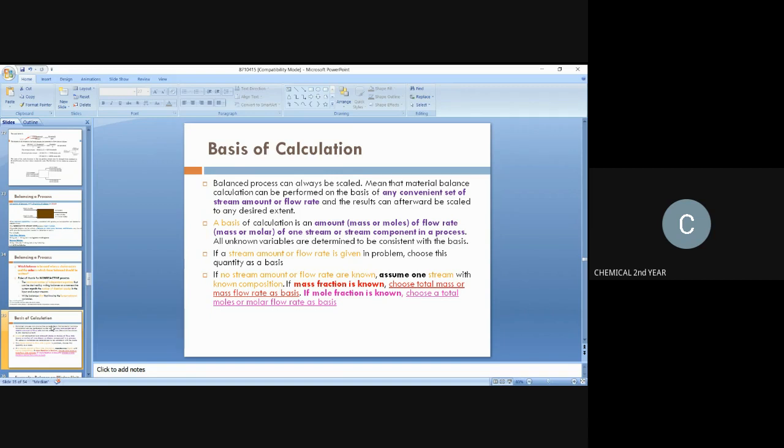All unknown variables are determined consistent with the basis. If a stream amount or flow rate is given in the problem, choose this quantity as the basis. If no stream amounts or flow rates are known, assume one for a stream with known composition. If the mass fraction is known, choose total mass or mass flow rate as the basis. If the mole fraction is known, choose the total moles or molar flow rate as the basis.